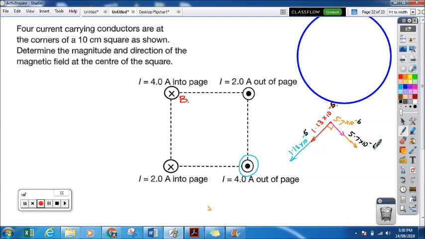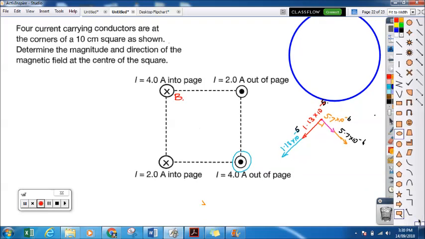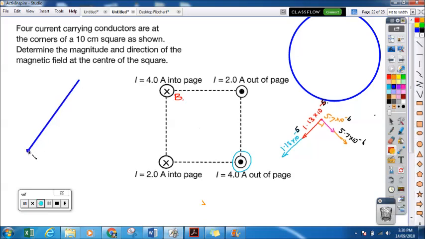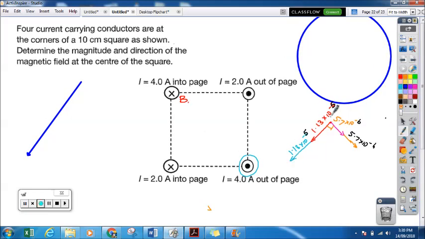So looking at that and just drawing this as a vector diagram, get some lines up with some arrows. We have one vector which is pointing in this direction at the centre, which is twice the length of this, so that's this one here. So that's going to be 2.26 by 10 to the minus 5.